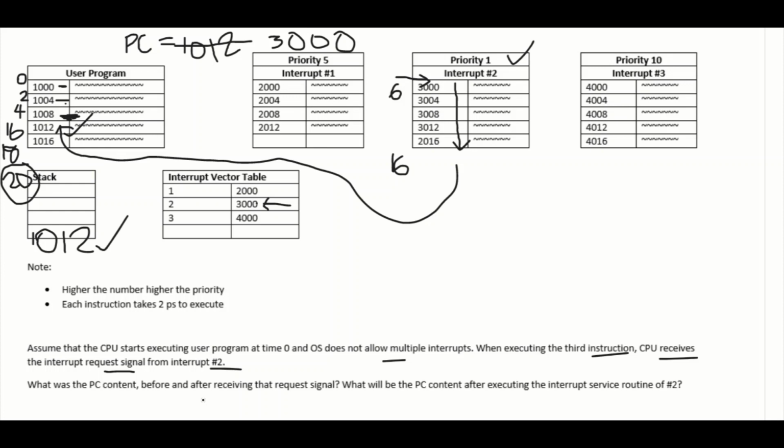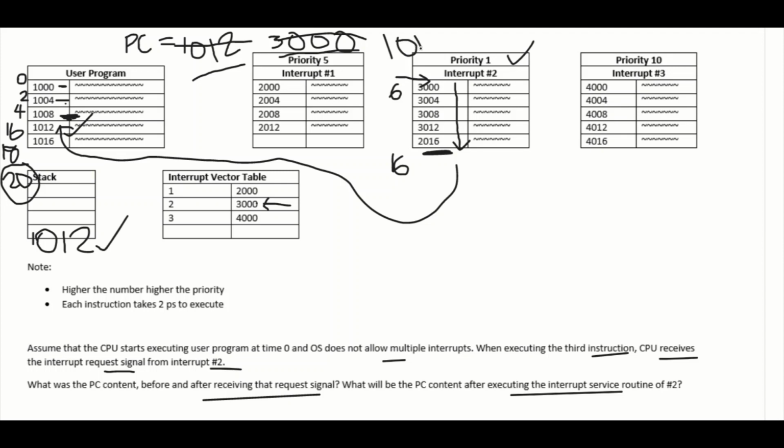So I think you now know the PC content before and after receiving the request signal. Before receiving the request, it was 1012. After receiving the request, the PC value changed to 3000. Then after executing the interrupt service routine, what was the PC value? After executing this instruction, what is the PC value? It's no more 3000. Where to go back? Where to resume? 1012.